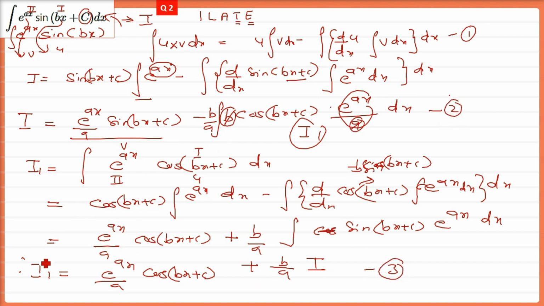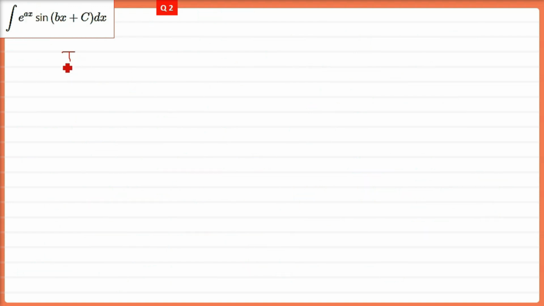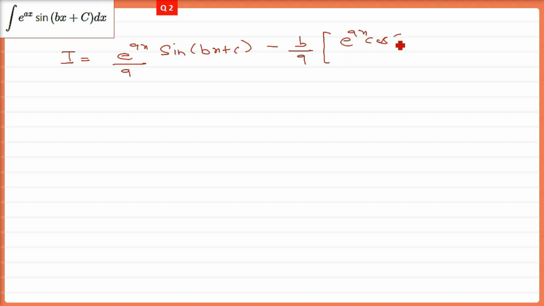So we'll replace equation number 3 in equation number 2. So this I has come like this: e raised ax sin bx plus c divided by a. Then, what was I1? I am now replacing I1. So there was b by a, and inside this we'll replace it by I1. So it will be e raised ax cos bx plus c divided by a plus b by a I.